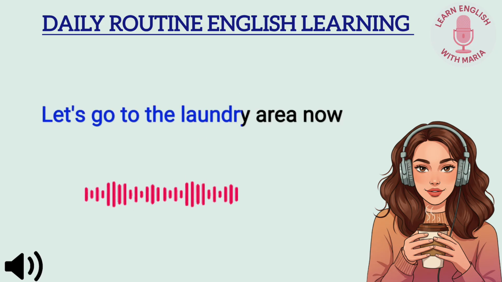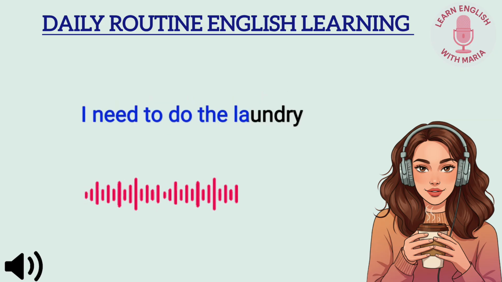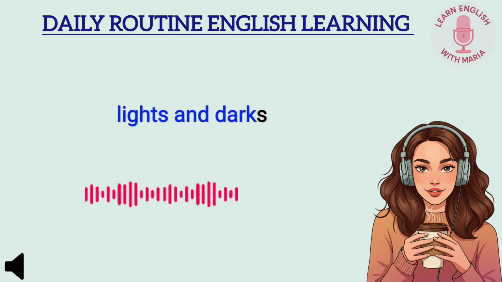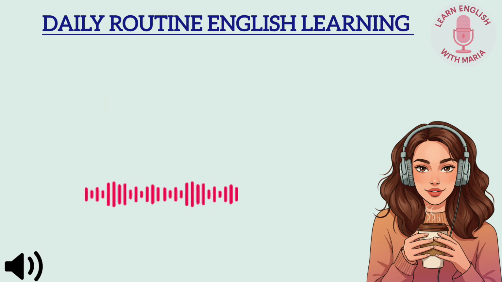Let's go to the laundry area now. You've got a pile of clothes waiting. I need to do the laundry. I'm separating the clothes, lights and darks. I'm putting them in the washing machine. Now, the next step. I'm adding detergent. I'm setting the timer. The machine is running.